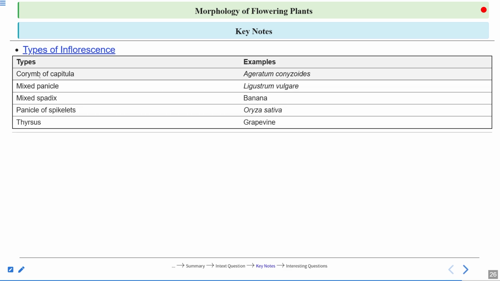Okay, we talked about the types of inflorescence also. So you can remember the examples. Okay, just remember the examples. Corymb of capitula is present in Ageratum. Then mixed panicle is present in Ligustrum. Mixed spadix is present in banana. Panicle of spikelets is present in Oryza sativa. And thyrsus is present in grapevine. So from here you can remember banana, Oryza sativa. These are very important. Grapevine is also very important. Clear?